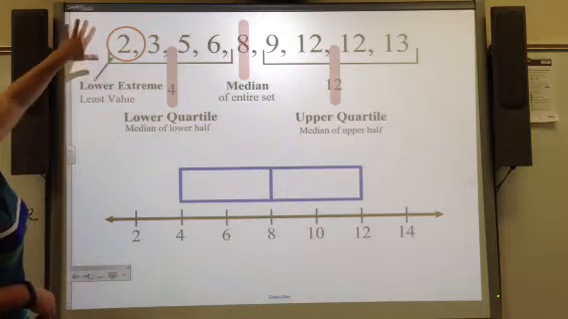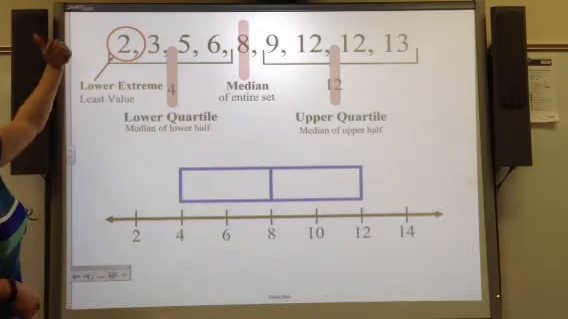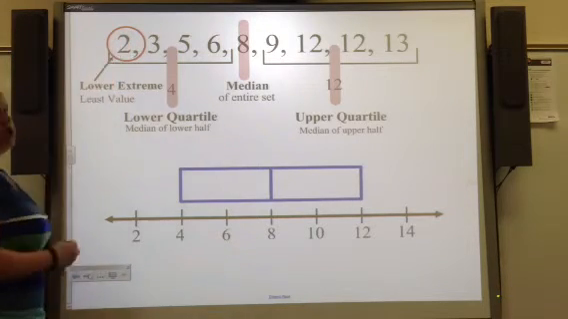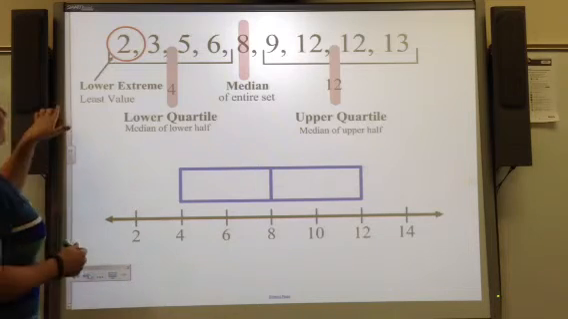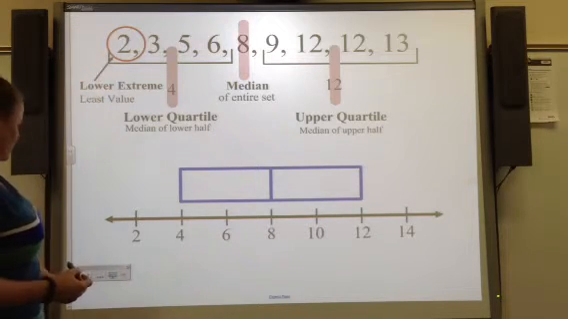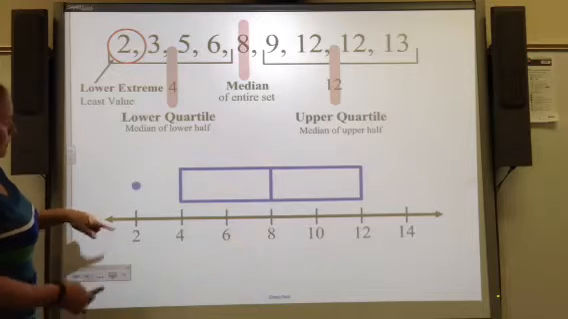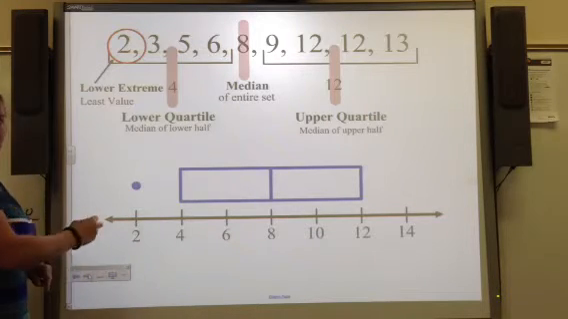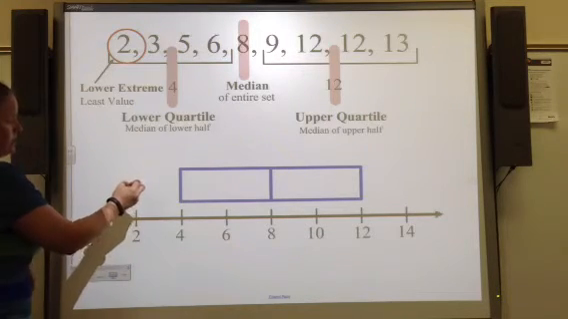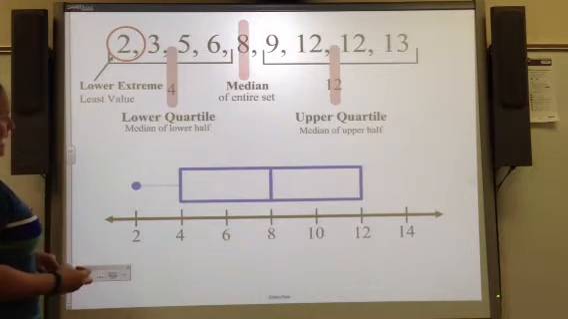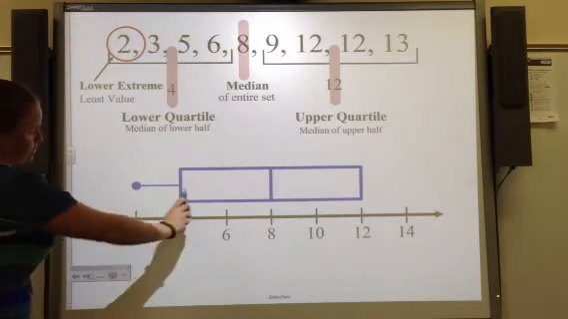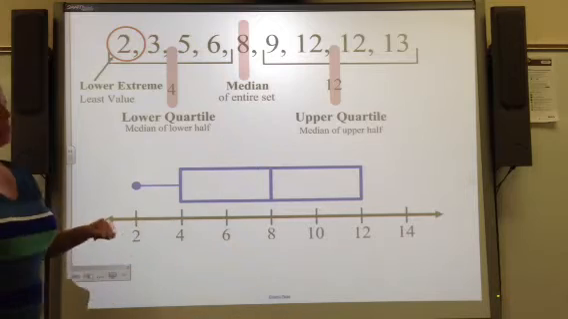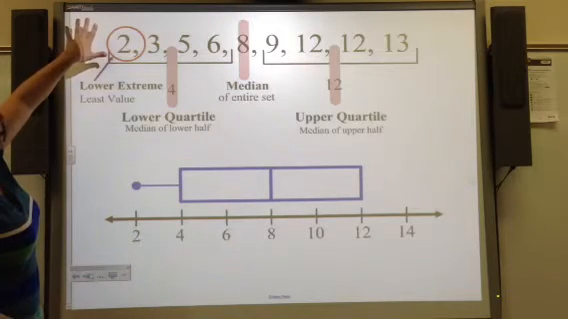So for this one, for my lower end, this number is called the lower extreme. And that's the least value. That's my value of 2. So I go over here above the 2, and this time I put a dot. Okay, so this time I put a dot, and then that dot connects by drawing a line to the median. And again, that's the lower extreme.